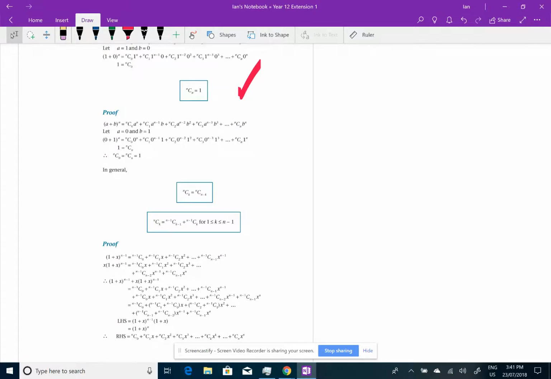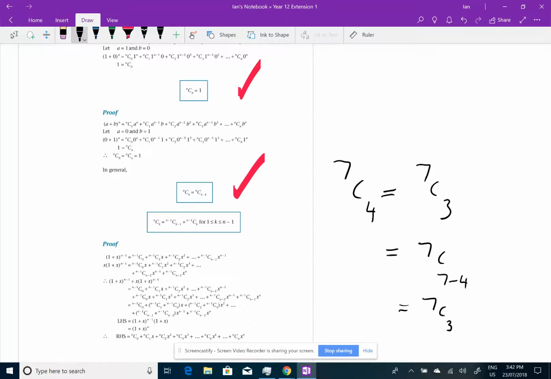And finally, there's a symmetry. nCk equals nC(n minus k). And as an example, that would be 7C4 equals 7C3. Or if you wanted to say 7C(7 minus 4), which is 7C3. The two numbers have to add up to the number at the top.